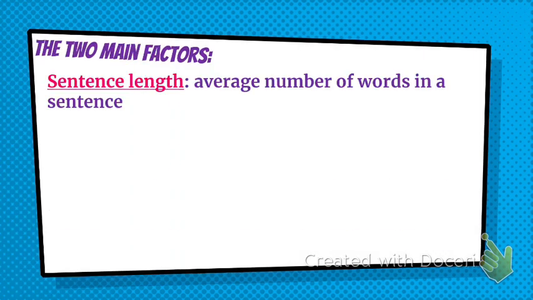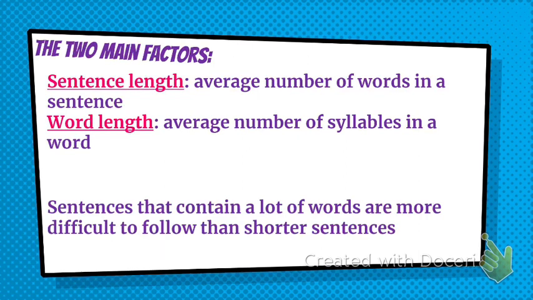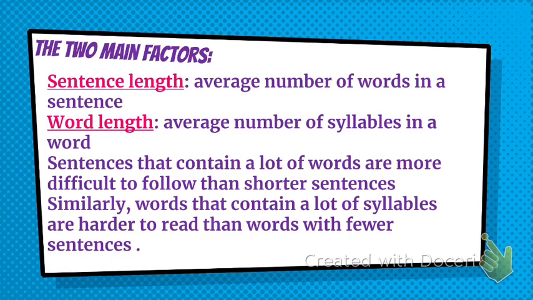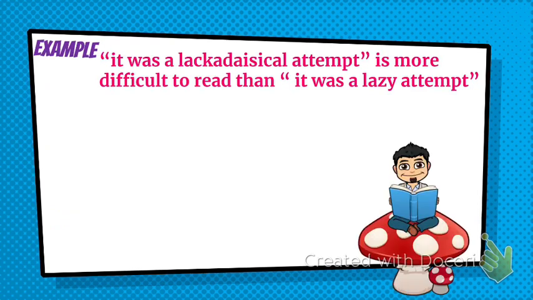The two main factors are sentence length, which is the average number of words in a sentence, and word length, which is the average number of syllables in a word. Sentences that contain a lot of words are more difficult to follow than shorter sentences, and words that contain a lot of syllables are harder to read than words with fewer syllables. For example, "it was a lackadaisical attempt" is more difficult to read than "it was a lazy attempt," because that's a big word.